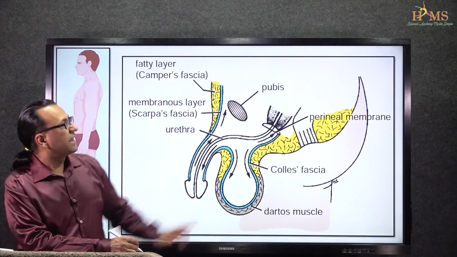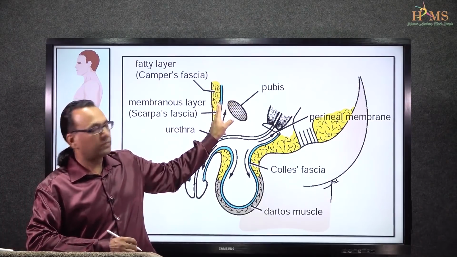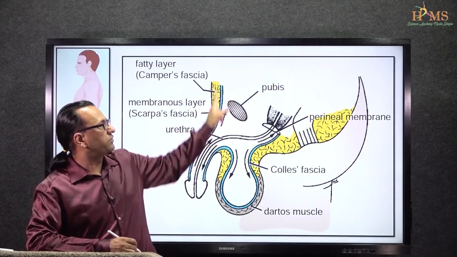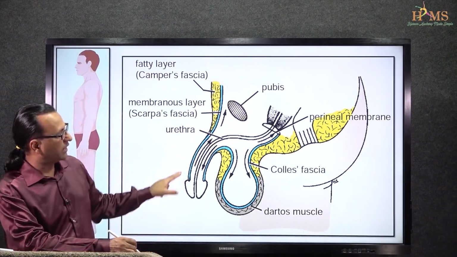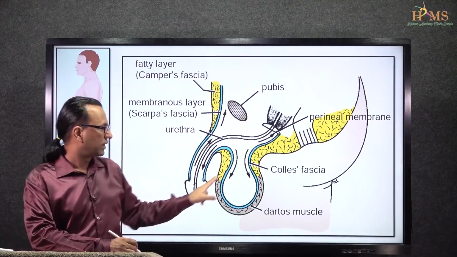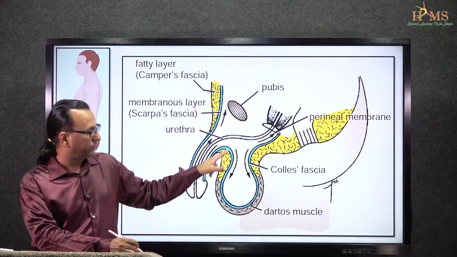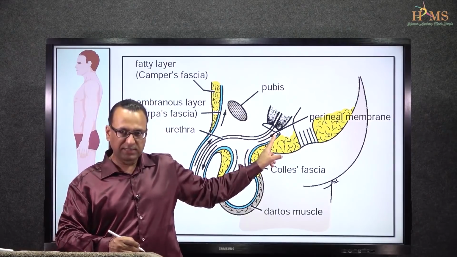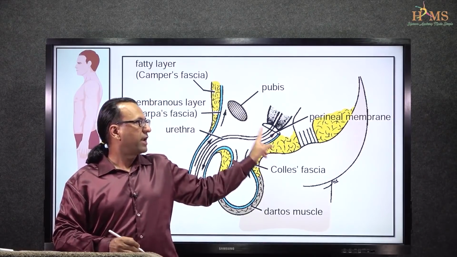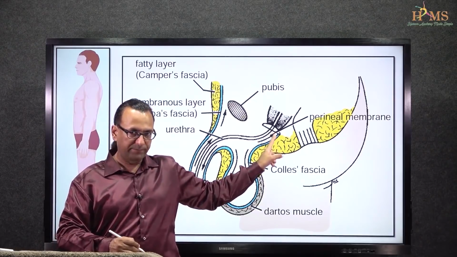You have to understand, in the anterior abdominal wall, there is a Scarpa's fascia, which will continue in the penis as penile fascia, then into the scrotum as the scrotal fascia, and then will continue as the Colles fascia, ultimately meeting with the perineal membrane at the perineal body.